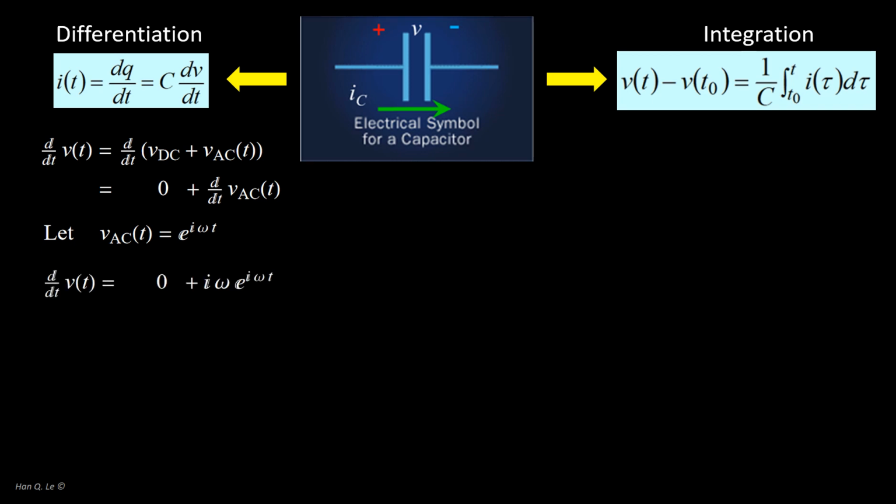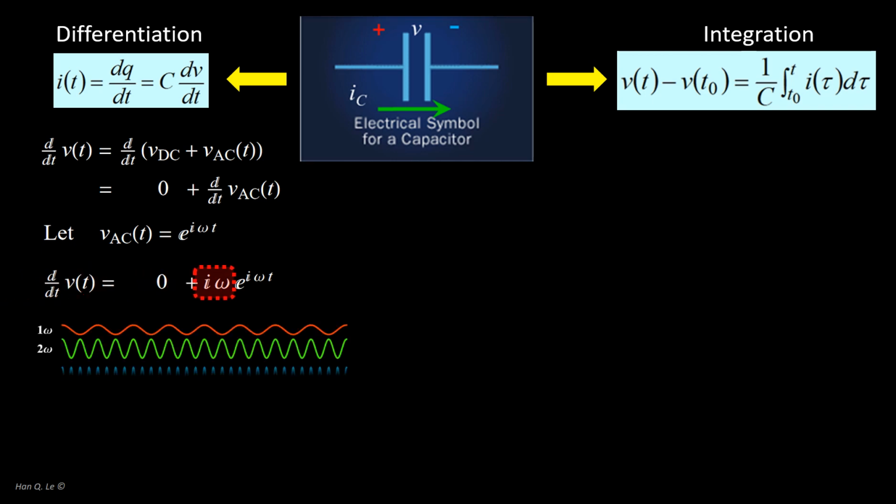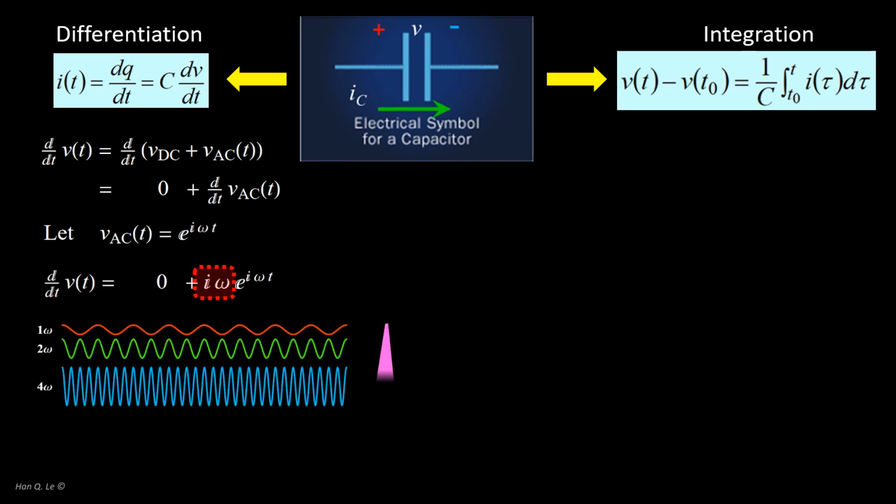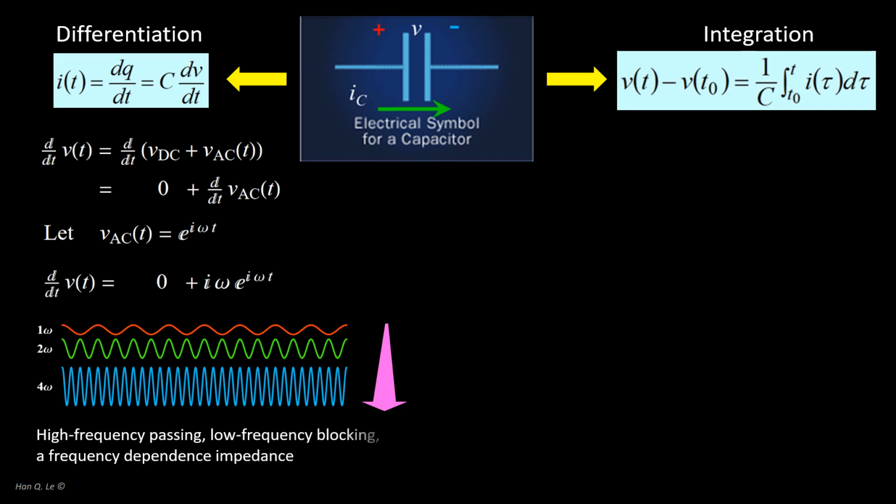Then the derivative is also a harmonic. However, the output amplitude is not constant, but increasing versus frequency. Effectively, it acts like a device with a frequency preference. It prefers high frequency over low frequency, behaving like a frequency-dependent resistor, or more accurately, impedance.